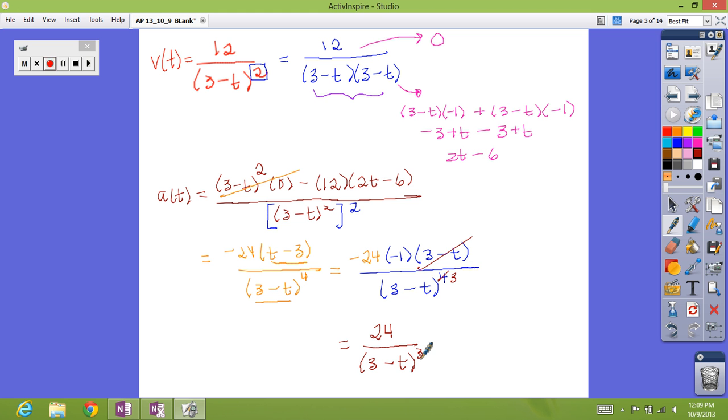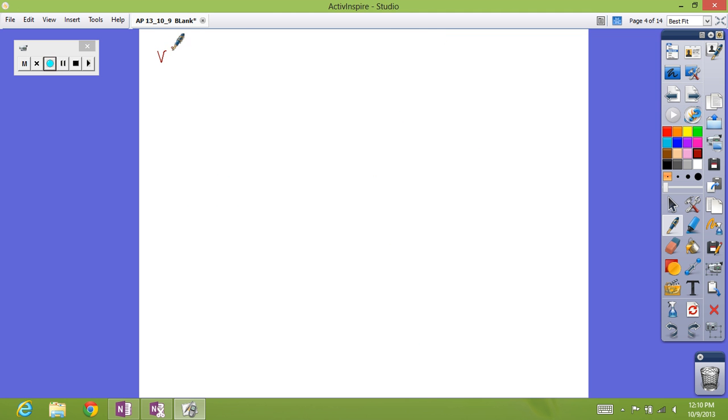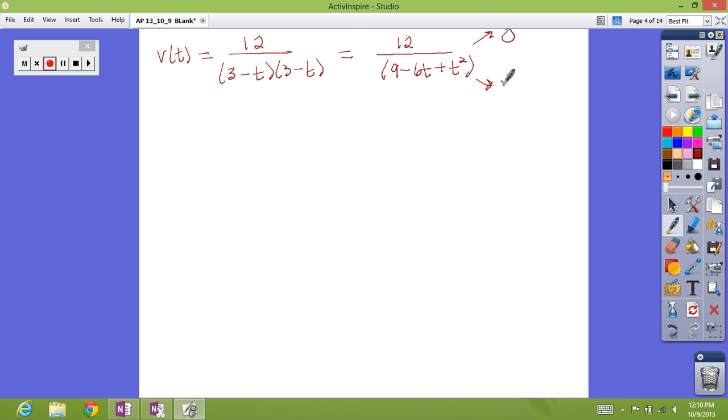And because this is a video, I will actually do the work doing the denominator multiplied out. So v of t is equal to 12 over 3 minus t times 3 minus t. And you'll notice you'll get the same answer. So I would have 12 in the numerator. The denominator is 9 minus 6t plus t squared. The derivative of the numerator is 0. The derivative of the denominator is 2t minus 6. A of t is low.